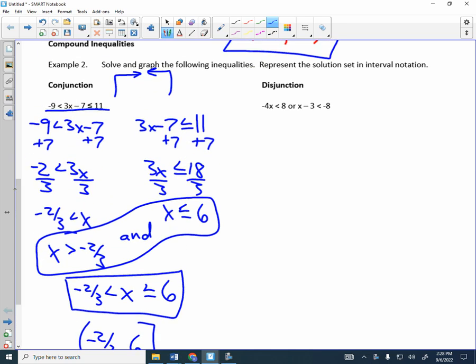This is a disjunction, meaning that they will go apart from each other. So see if you can quick solve that and come up with a solution set.